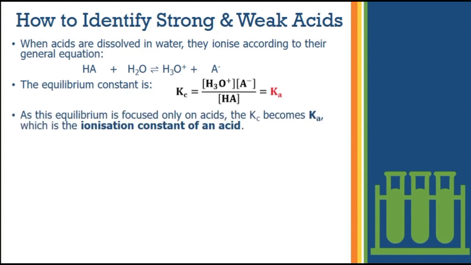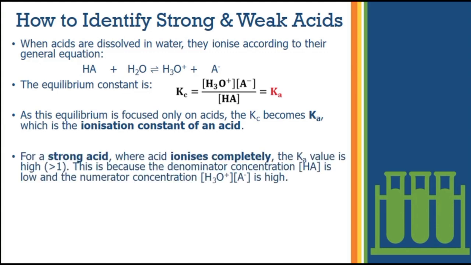Very important designation there. And the Ka is what we refer to as the ionization constant of an acid. Can you see how we're using the equilibrium constant terms, and now we're refashioning them according to acids and bases? So as this equilibrium is focused on acids, Kc becomes Ka, which is the ionization constant of an acid.